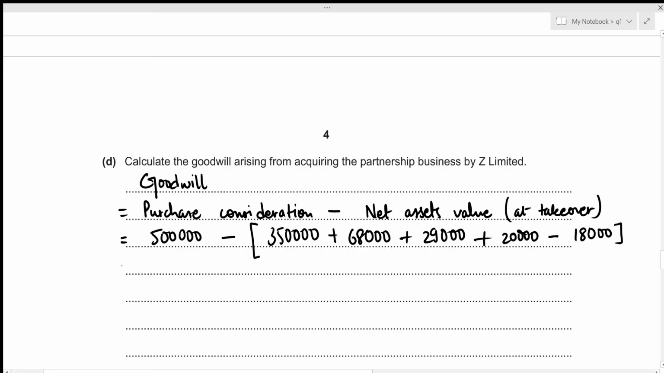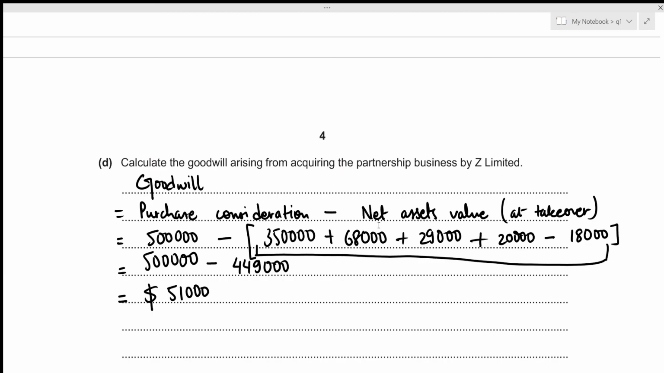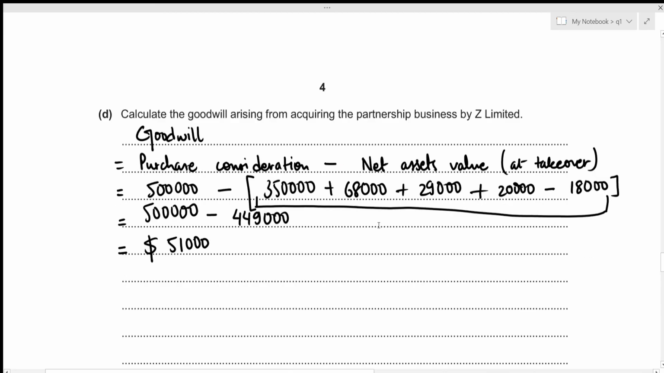Okay, now let's first of all figure out the net assets value. So that's 500,000 of purchase consideration, and everything in the bracket will be the net assets. So that's going to be 350,000 plus 68,000 plus 29,000 plus 20,000 minus 18,000, which results in the value of 449,000. Now we can easily figure out the goodwill value. That is 500,000 minus 449,000, which results in the goodwill to have the value of 51,000. And this concludes the fourth part of this question. Now we can move towards the fifth one.